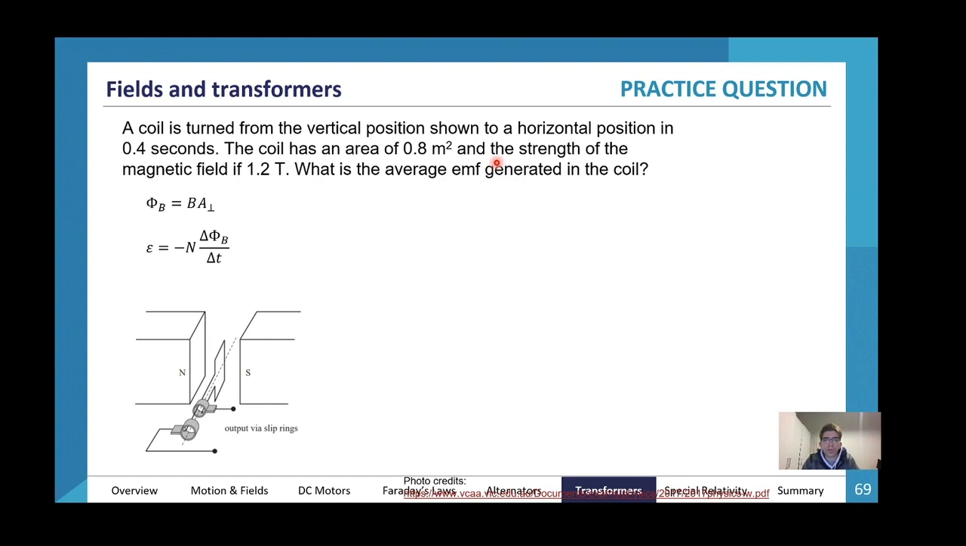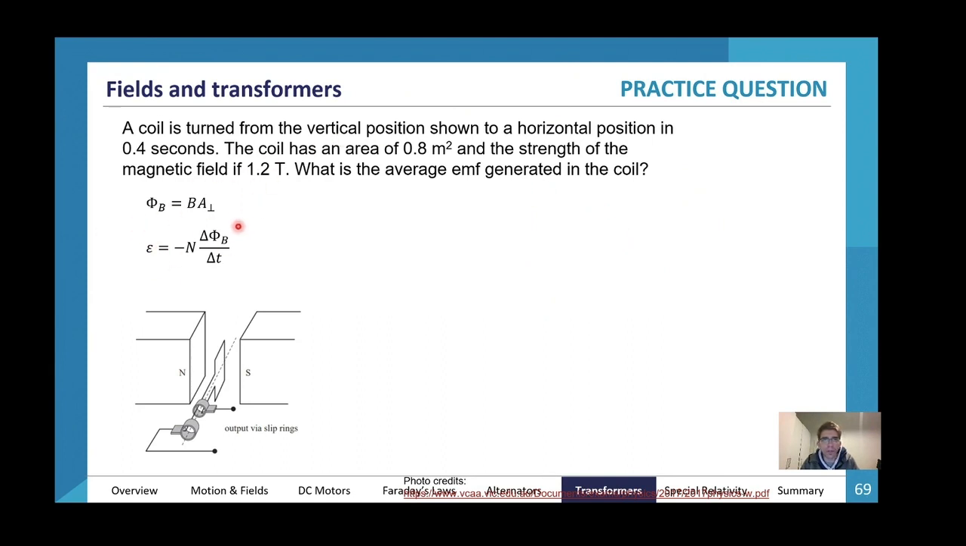So this is a quick practice question, which states a coil is turned from the vertical position shown to a horizontal position in 0.4 seconds. The coil has an area of 0.8 meters squared and the strength of the magnetic field is 1.2 Tesla. What is the average EMF generated in the coil?